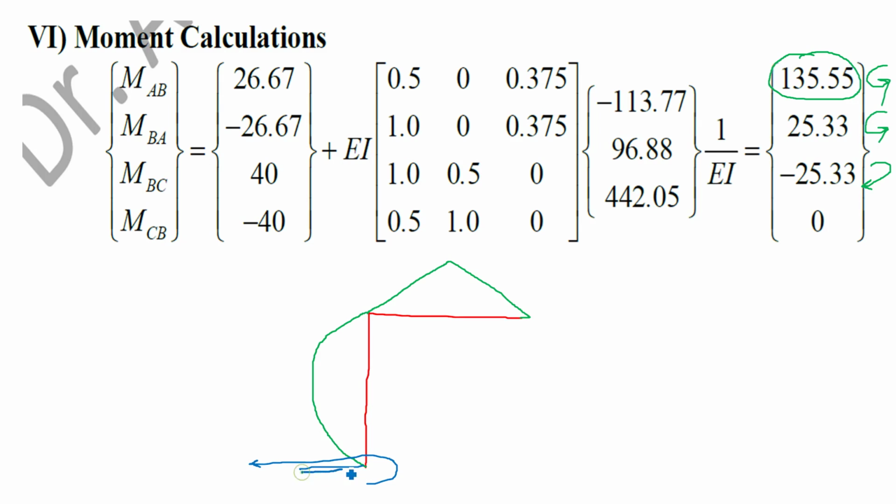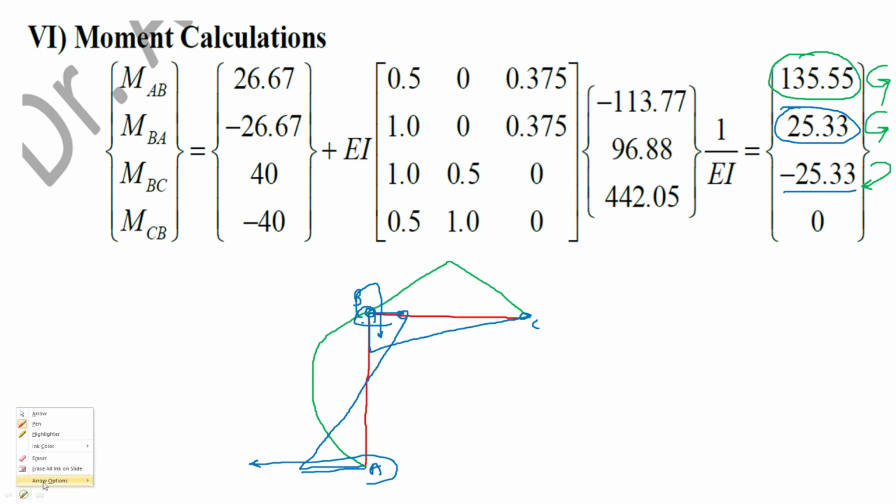This is 135. Then B to A is anti-clockwise 25. So this is B, this is A. B to A anti-clockwise means you must plot it towards the right. So this is the plot of the negative moment. Then B to C, it is clockwise 25. Clockwise means you have to plot it downward, and then it is 0 at C. Okay, so this is the bending moment diagram for the frame, the final bending moment diagram.